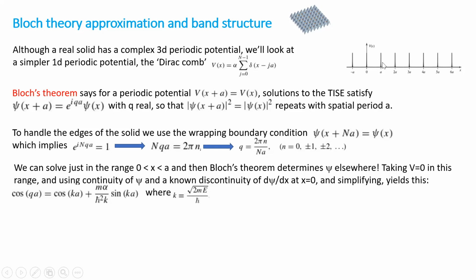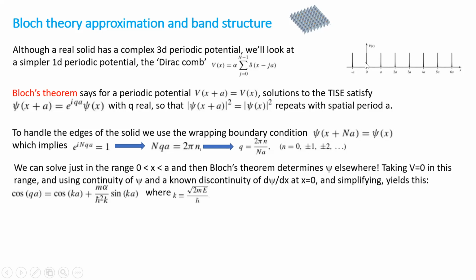So between 0 and a, we're not at the delta function. The delta function occurs right at 0 and right at a, at that particular infinitesimal point. So we can take V equals 0 in this range and solve the Schrodinger equation. We use continuity of psi, and as we saw when solving the delta function before, there's a discontinuity of d psi dx at x equals 0, where the delta function is. Okay, we won't go through all that math again, but you can refer to the textbook to see that.